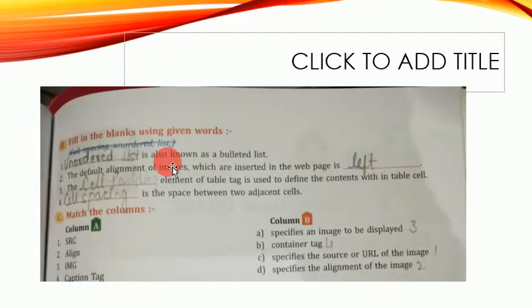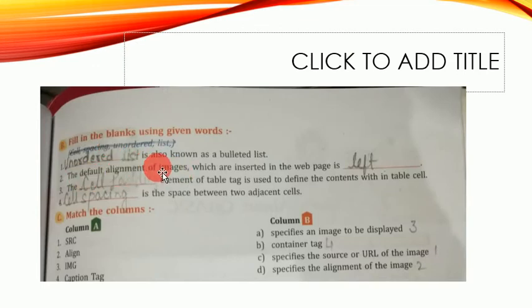Now for your homework, you have to do fill in the blanks and match the following. In fill in the blanks, the first one is: dash is also known as bulleted list. The bulleted list is the unordered list, which we studied here. Next, the default alignment of images which are inserted. Images inserted in a web page by default go to the left side. In your book the options are wrong, so it is left.